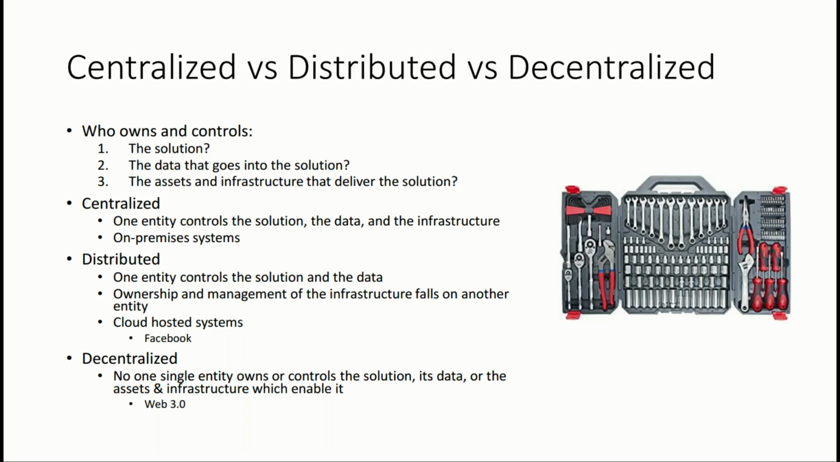And in a decentralized architecture, we don't see centralized ownership or control over any one of these three components. There's no central owner of the solution. Rather, ownership of the solution is shared. There's no central ownership of the data that goes into that solution. Ownership of that data is shared. And there's no ownership of the assets or infrastructure which deliver that solution. That is typically shared or hosted externally.